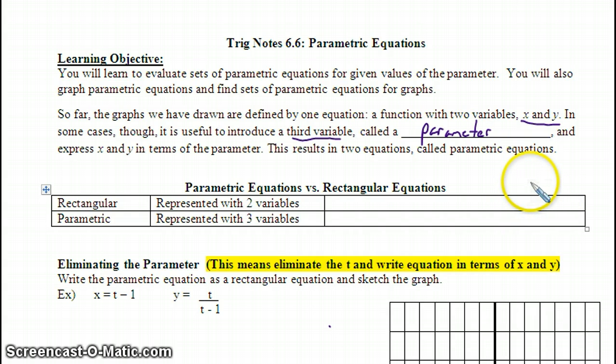And what we're going to be doing is then having parametric equations that have three variables, and we're going to talk about how to graph those. So we are going to be moving back and forth from parametric equations, those with three variables, and rectangular equations, those with two variables. Like I said, we're used to seeing rectangular equations, which have two variables. Normally we'd see an x and a y. But in this section, we're going to have three variables. We'll see an x, a y, and a t, or sometimes we'll see an x, a y, and a theta as our third variable. So that's going to give us three variables to deal with.